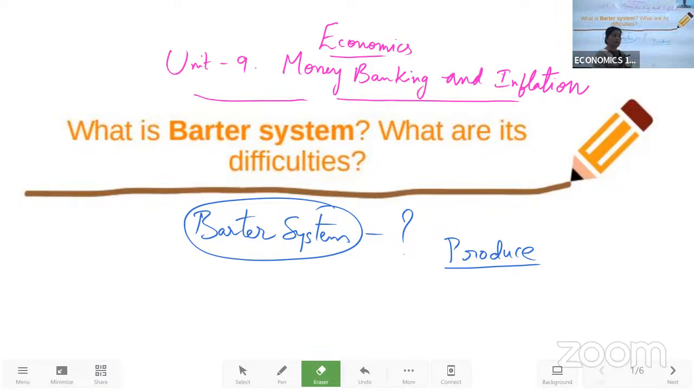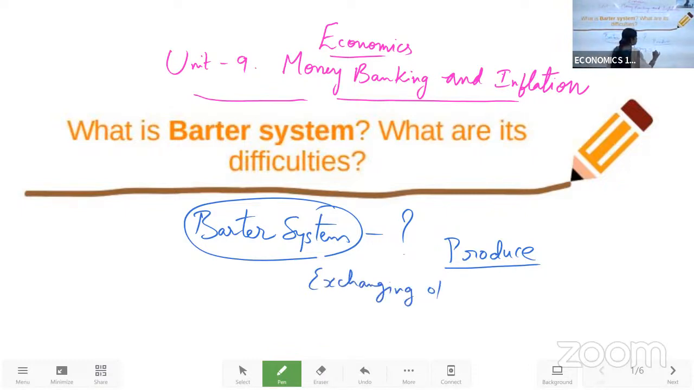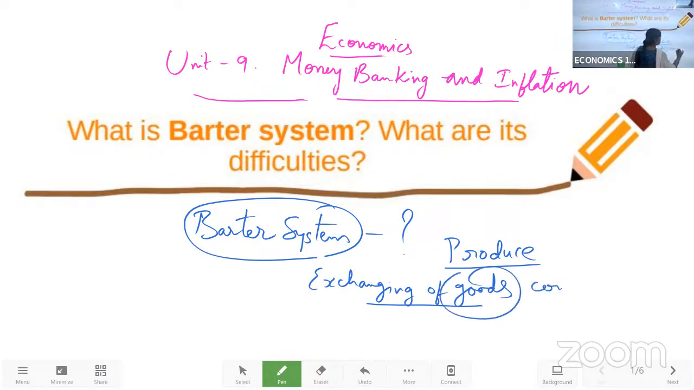Why did we follow this barter system? Because we were not in a position to produce all the commodities we require. So we were exchanging our goods with the other goods of those who had them. Simply you have to remember that it is exchanging of goods. Whatever goods you are having, or you can say commodities or products also, if you are exchanging them with another person for another good, that is called the barter system. I hope it is clear to all. So barter system is nothing but exchanging of goods for other goods.